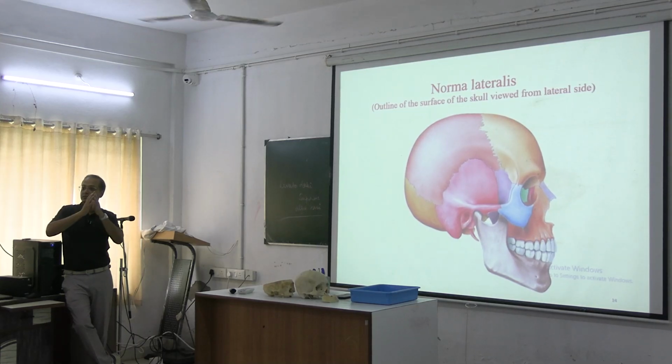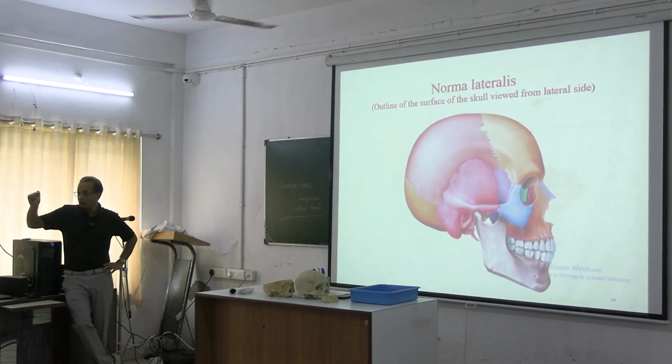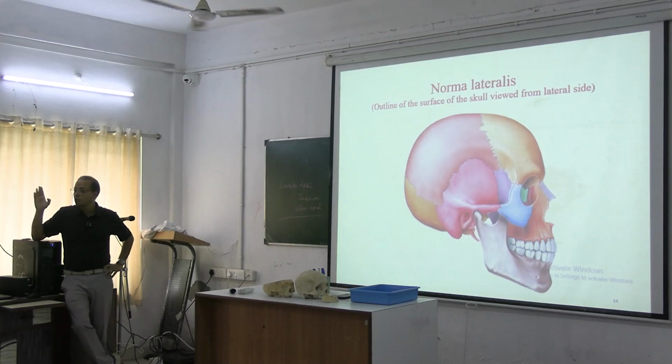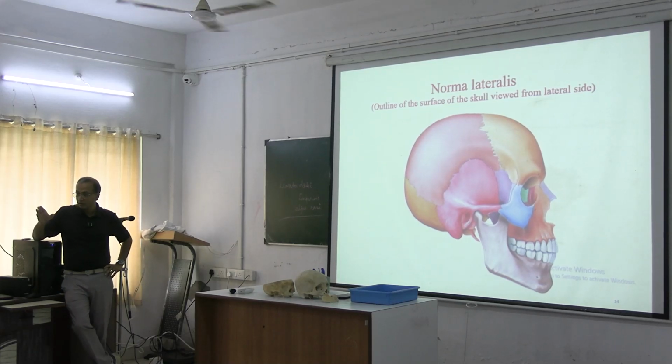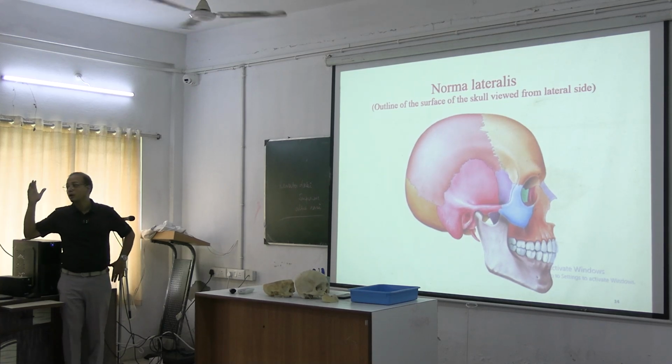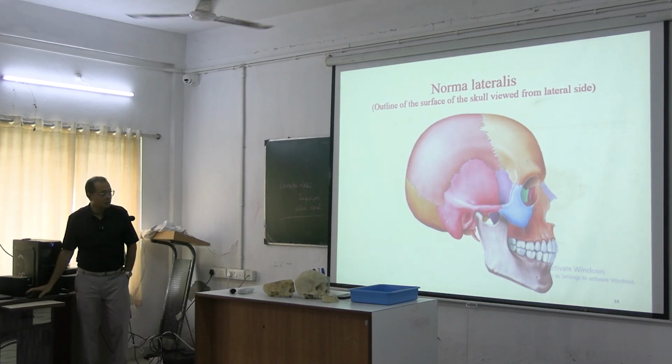So, this external auditory meatus can be divided into two parts, lateral and medial. The medial one is the bony one, the lateral one is the cartilaginous one. One is 2/3, one is 1/3, those things you have to know about.